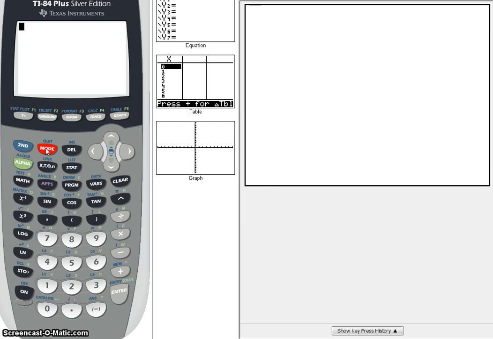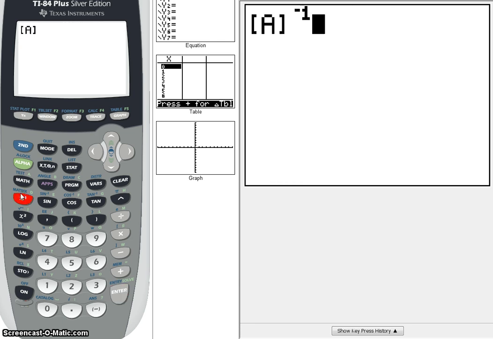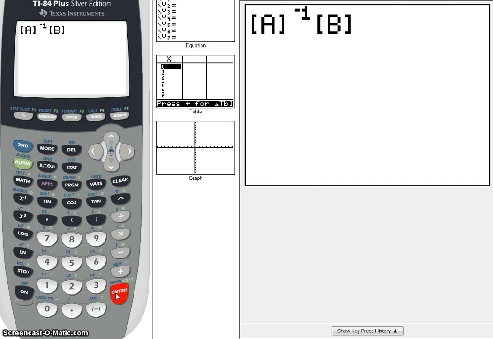All right, now I'm going to see if I can find the answer to that. I needed to take the A matrix right here and take the inverse of it. That's my A inverse, and I need to multiply it by my B matrix. Here's my B matrix, and there's my answer. Sorry, I have to enter one more time. There's my answer, -2, -6.